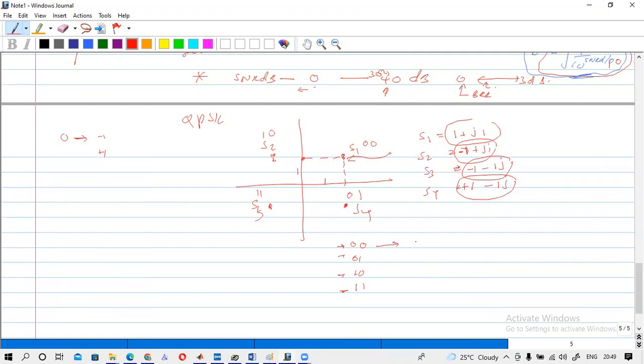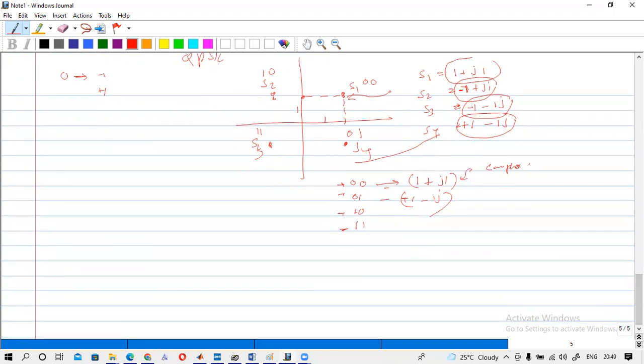So this 00 you can assign to 1 plus j1, and this 01 you can assign to this one, S4, that means +1 minus j1, and so on. You can assign 2 bits to one symbol like this. So this symbol will be a complex symbol. Now you can send it through an AWGN channel.